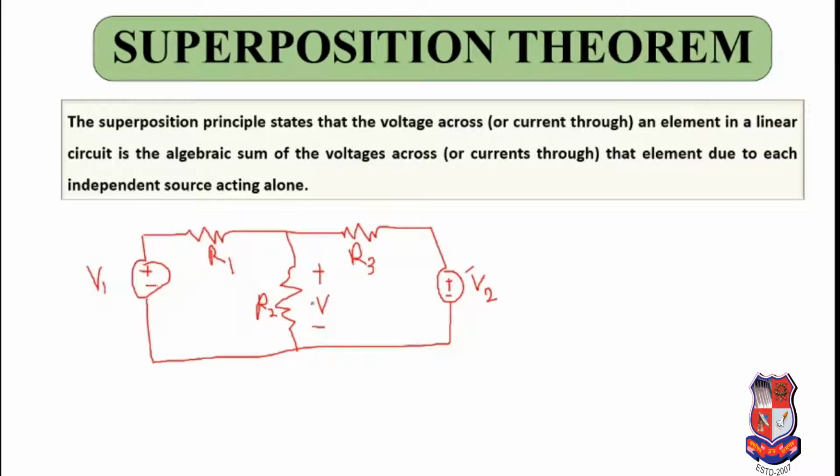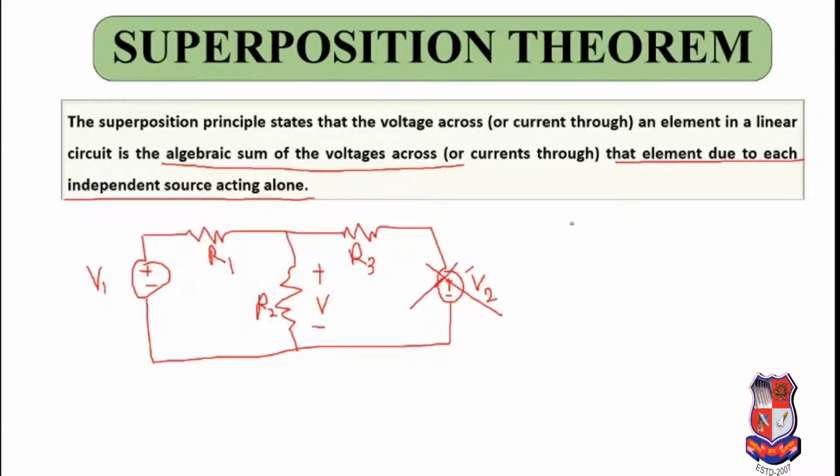Then what does superposition say? It states that it is the algebraic sum of the voltage across that element due to each independent source acting alone. So it means that these are independent sources. Each independent source means we have to eliminate one of these sources and solve the circuit with only one source. So if there are two voltage sources, I suppose I am eliminating this voltage source.